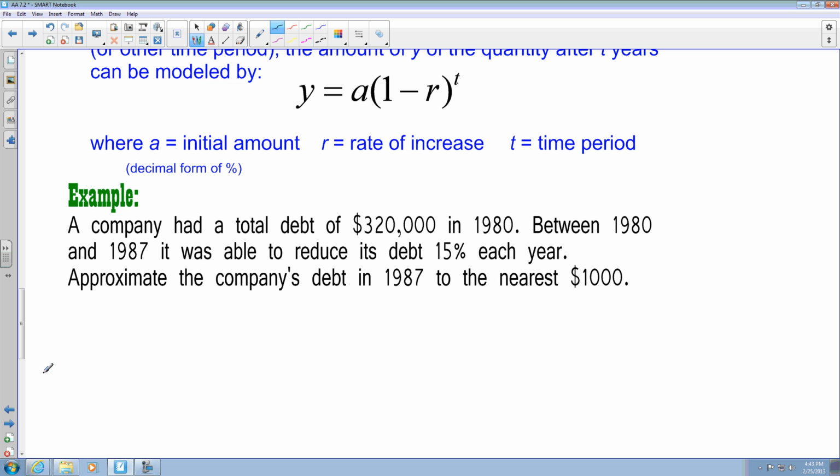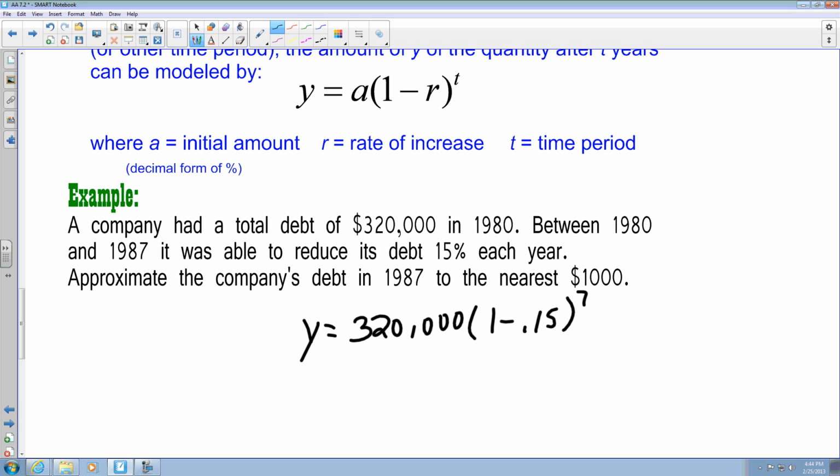So for the example I'm giving you, it says a company has a total debt of $320,000 in 1980. It says between 1980 and 1987, it was able to reduce its debt approximately 15% each year. What is the company's debt in 1987 to the nearest $1,000? So I'm going to say y equals, A would be my $320,000, and then 1 minus 15%, so 0.15, all of which is to the t power, and t is 7 years.